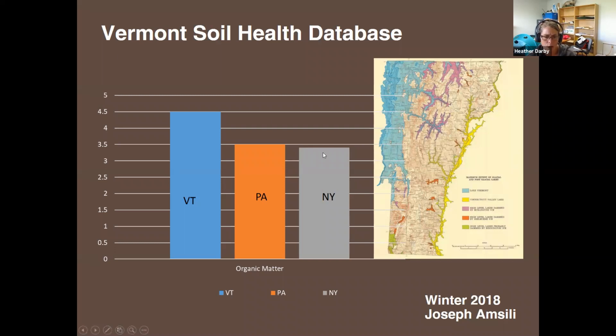And you can see overall, Vermont organic matter levels tend to be higher than the Pennsylvania and New York farms. And again, these are just farms that have submitted soil health samples. But the response I got back from Joseph was, well, we're not comparing apples to apples. Vermont farms have a lot of perennial forages, so their organic matter levels are higher.